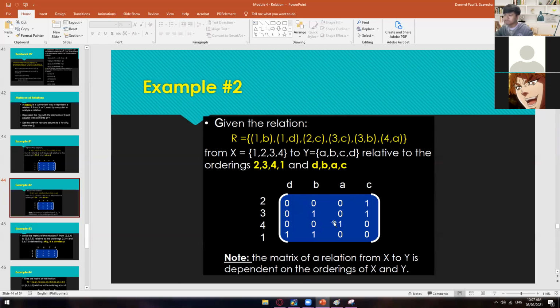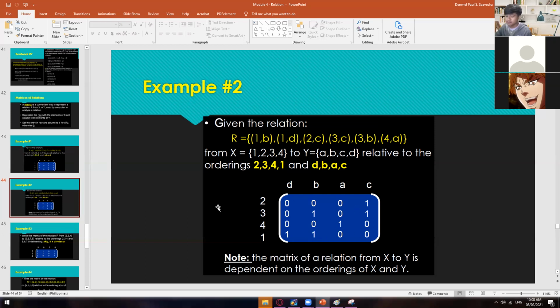So, as you can see, plotting the corresponding arrangement on matrices is easy. But the one thing that you need to be wary of is the 2, 3, 4, 1 for the arrangement or the orderings of this relative ordered pair. Okay? It's the same with Y, which is DBAC. So that is why we have the note here: the matrix of a relation from X to Y is dependent on the orderings of X and Y.